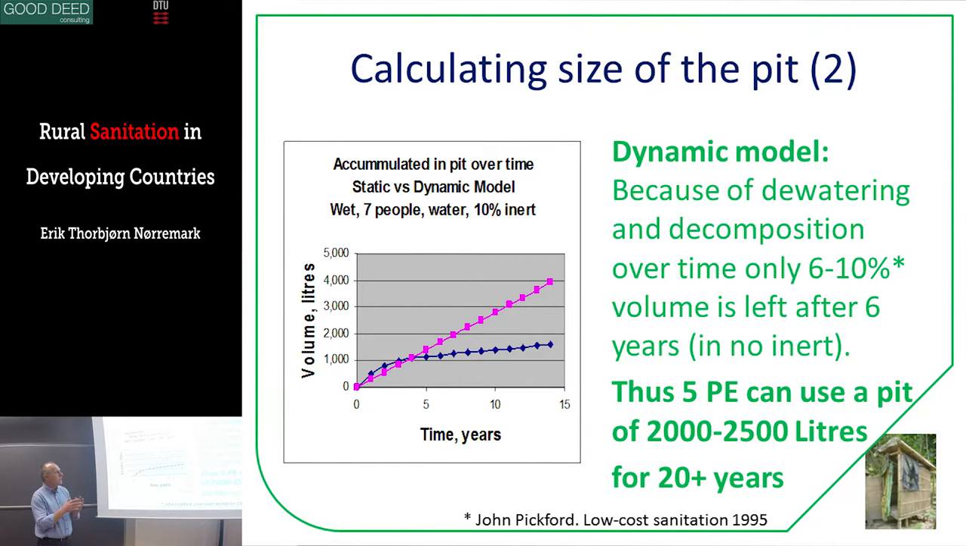The dynamic model will take into account the dewatering and decomposition over time, where after a period of 6 years, you only have about 6 to 10% volume left, provided you don't put a lot of rubbish, solid waste into the pit. So the purple line is if you use the static formula for designing, you just have a constant increase in volume. But if you take the dynamic model, it will actually even out after the first 6 years and only increase like 50 liters per year per family, because the 5PE will produce 5 times 100 liters of feces, which will go down to 10%.